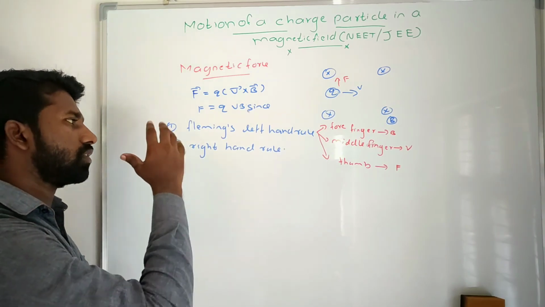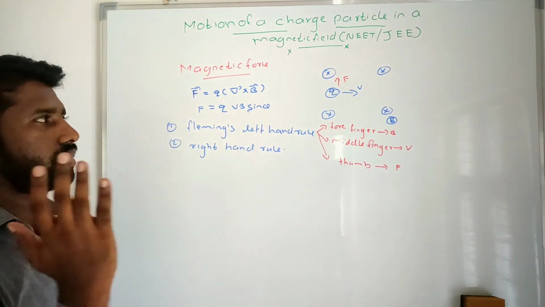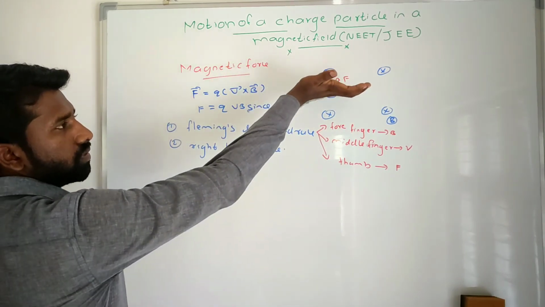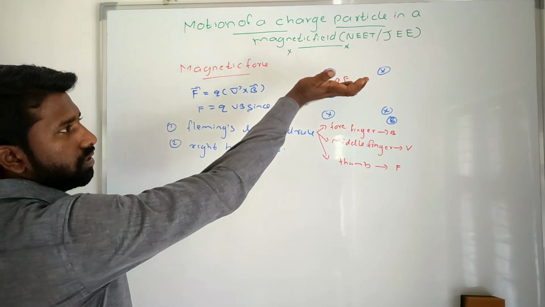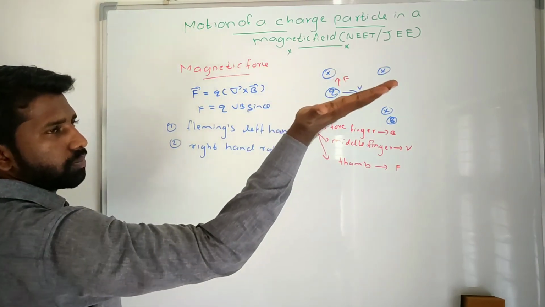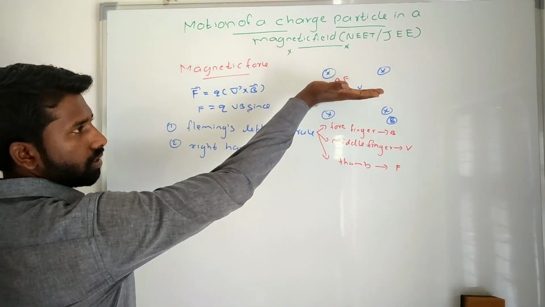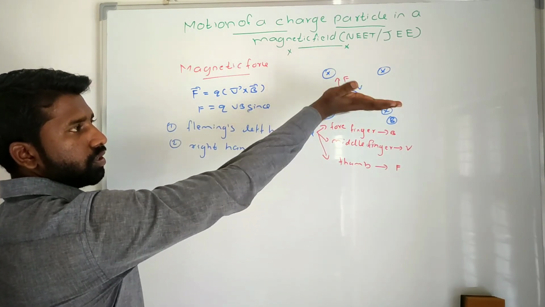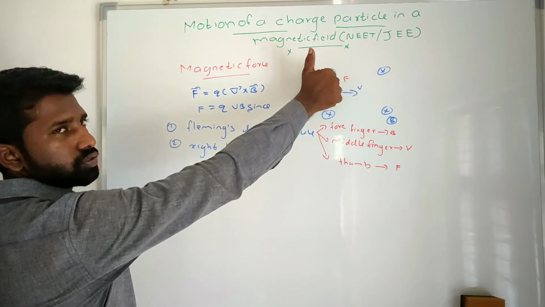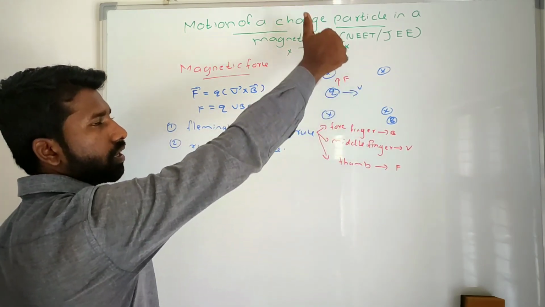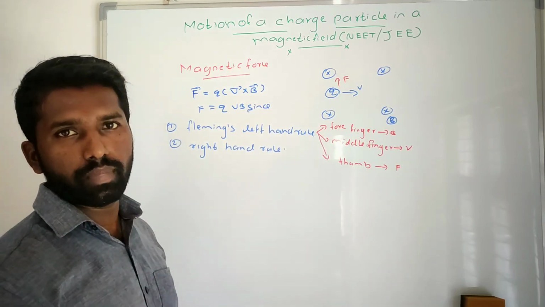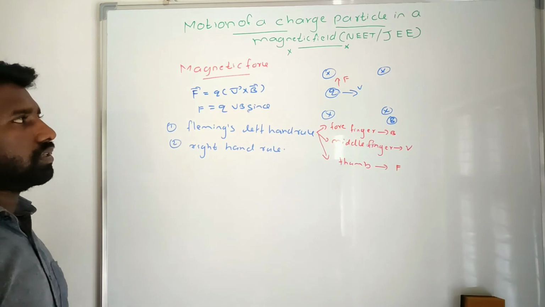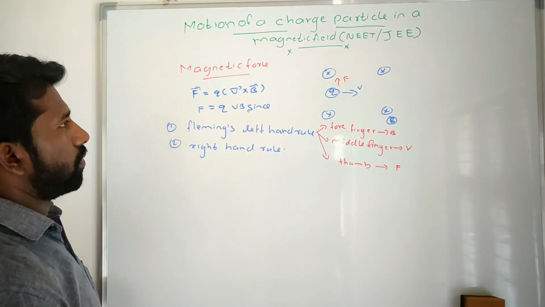And how will you apply the right hand rule? Place your right hand in the direction of the first vector, that is the velocity vector, and curl towards the next vector, that is B. That means I am placing my right hand like this in the direction of the first vector, that is the velocity direction, and curl like this, curl into it. So I will get the thumb direction. That thumb direction is the force direction. Clear? Okay, this is the way we can find the direction of the magnetic force.